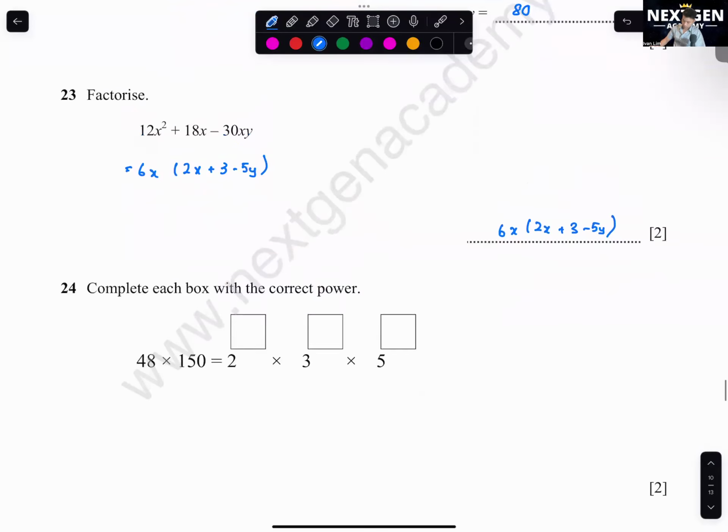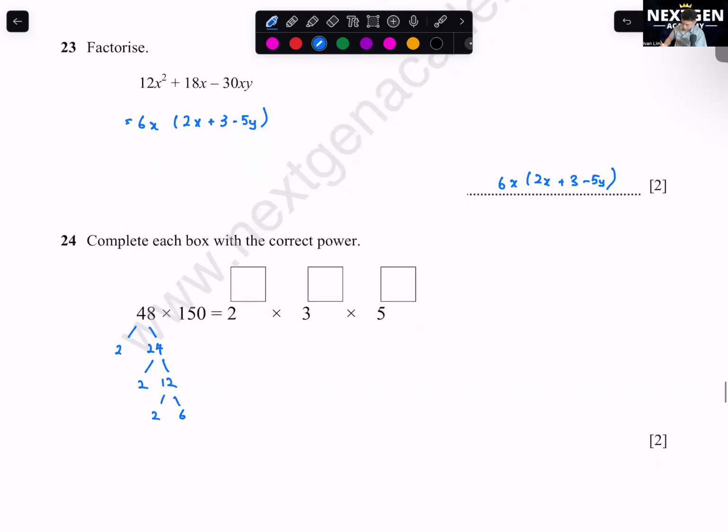Okay, the next one. Complete each box with the correct power. So we have to break down the values into their factors. 48 can be written as what? You can write it as a factor tree first. 48 divided by 2 is 24, then 2, 12, 2, 6, then here 2 and 3.